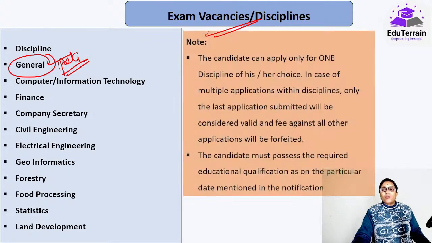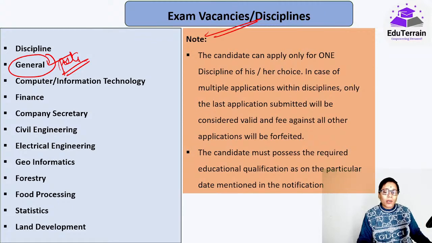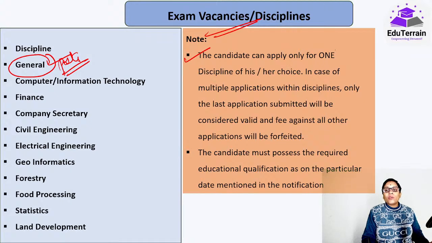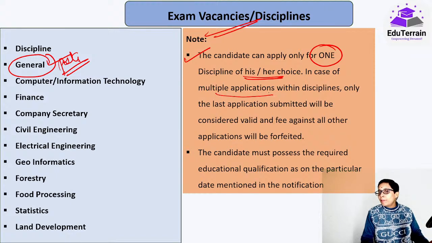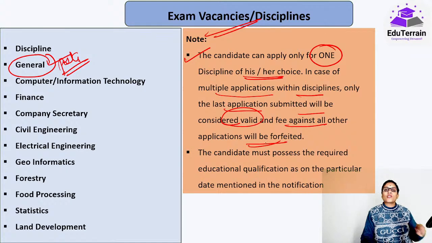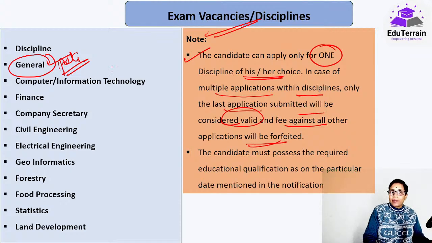Okay, now some important points that you have to understand when it comes to the vacancies and disciplines. One, the candidate can apply for only one discipline of his or her choice. In case of multiple applications within disciplines, only the last application submitted will be considered valid and the fee against all other applications would be forfeited. So you have to make up your mind and apply only for one of these disciplines. One can't go for many disciplines. And along with general, there is one agriculture as well. Here it has not been mentioned.